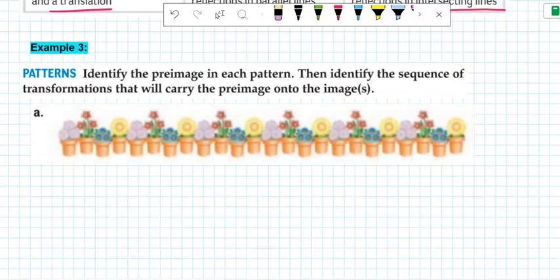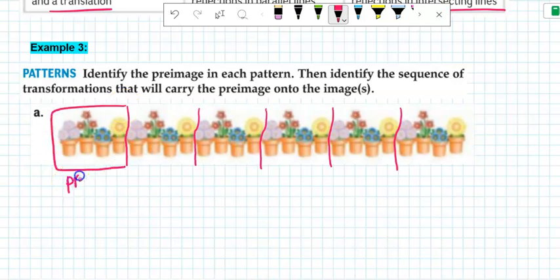So I don't know about you, but my eye goes to this repetition of we have pink, red, blue, yellow, pink, red, blue, yellow. So every time we hit another pink, the pattern repeats itself, right? So we could say that this beginning group could be our pre-image. And then we're just repeating the same thing over and over again. Okay? So our pattern could be that we're taking that and doing translations.